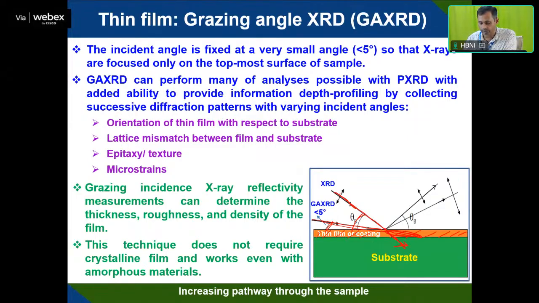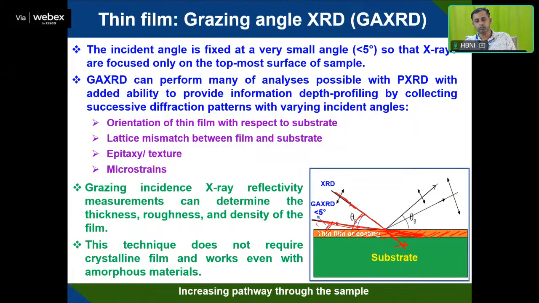So the peaks come from the substrate. But since we want to focus only on the top surface, you can take a very low angle where the X-ray will penetrate only up to a certain extent, within the thin film area. So grazing angle XRD can be performed.